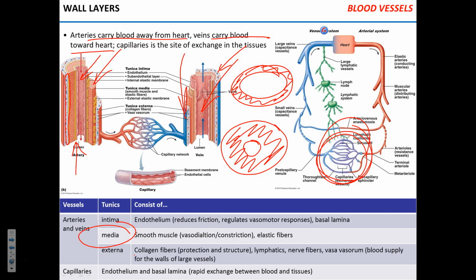So, if you would compare arteries and veins, they both have the same layers. There's going to be a different amount of smooth muscle. And endothelium is going to be slightly different. Endothelium in veins is going to be different from endothelium in arteries.